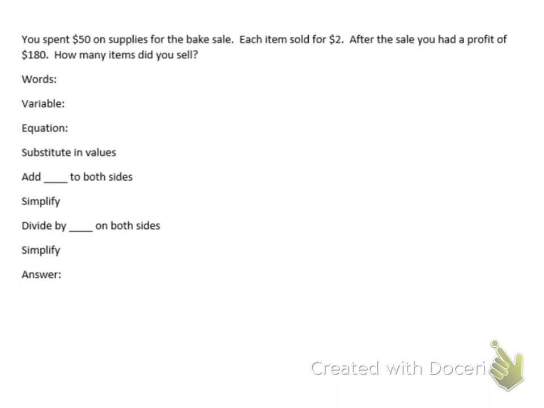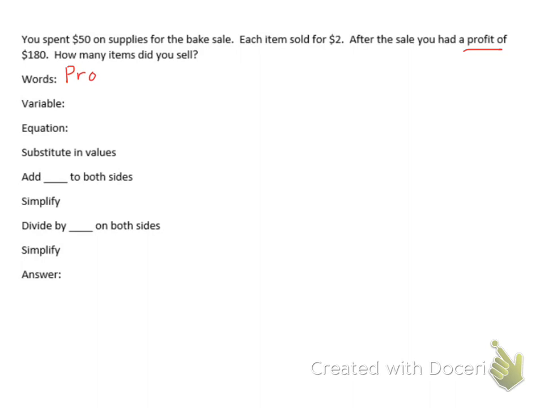Okay, so in this problem, we have: you spent $50 on supplies for the bake sale. Each item sold for $2. After the sale, you had a profit of $180. So how many items did you sell? Let's focus first on the fact that we're talking about profit. So we should all know how profit is calculated.